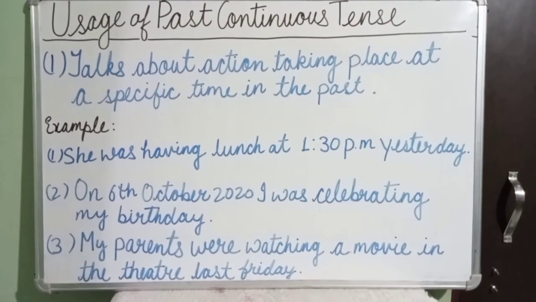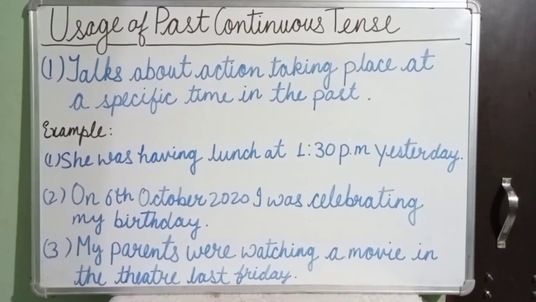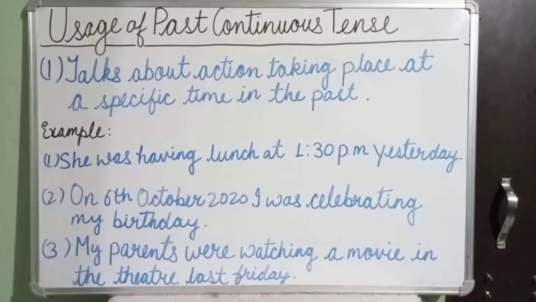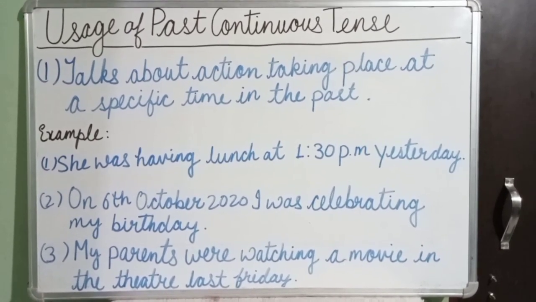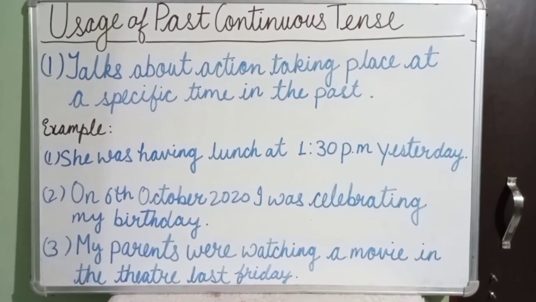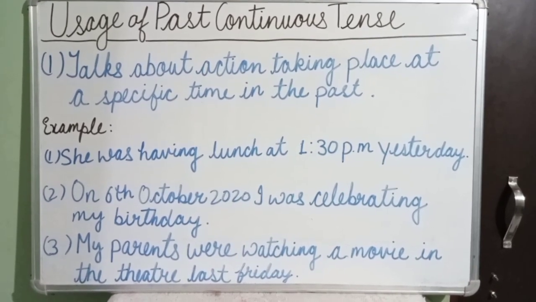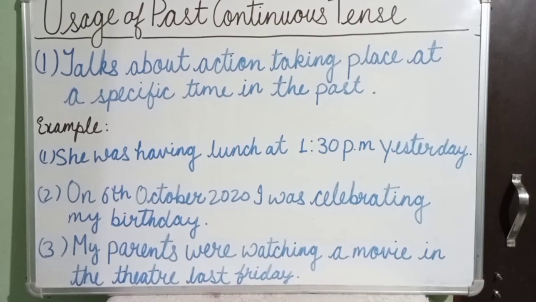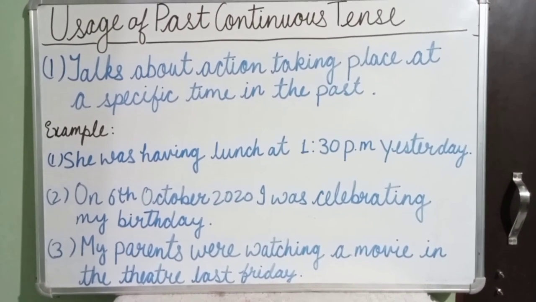Now, let us see some usage of past continuous tense. Number 1. It talks about action taking place at a specific time in the past. For example, she was having lunch at 1:30 p.m. yesterday. Number 2. On 6th October 2020, I was celebrating my birthday. Number 3. My parents were watching a movie in the theater last Friday.